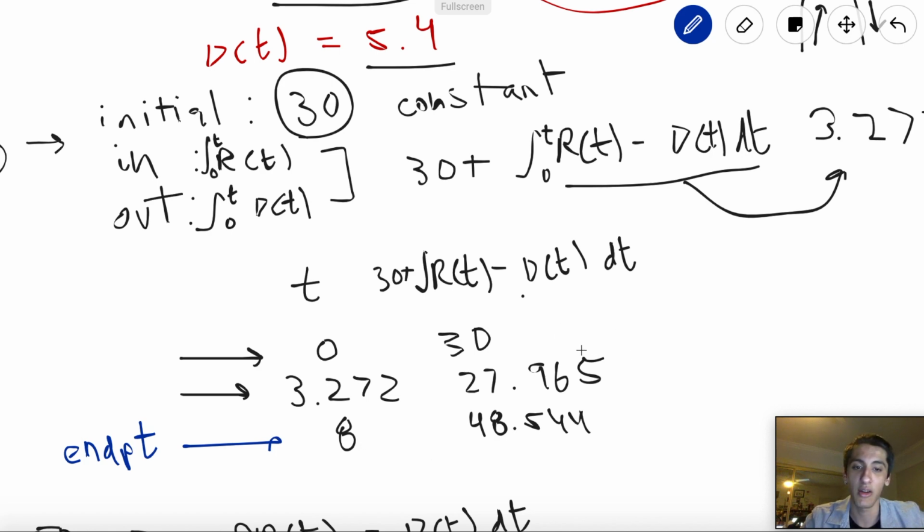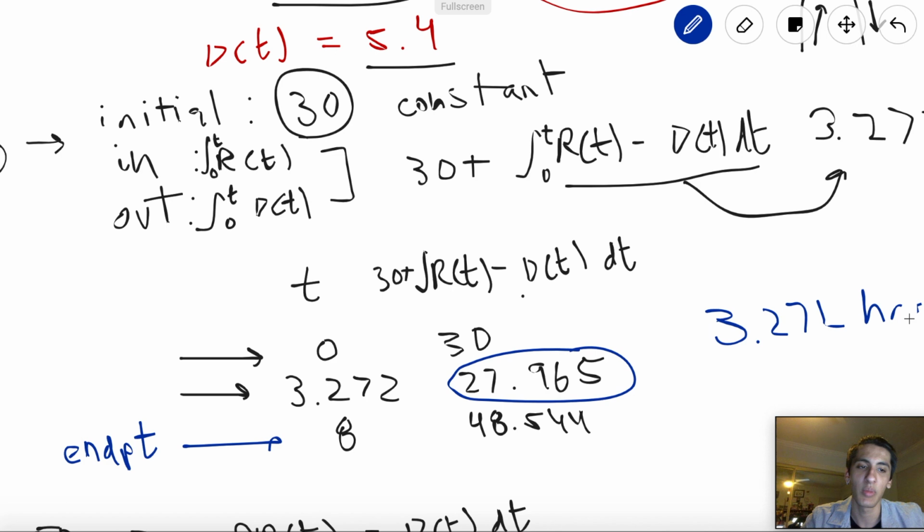So you can see here, out of these values, this one is the lowest, so 3.272 hours ends up being our minimum amount of water, in cubic feet. This is actually the amount of water.